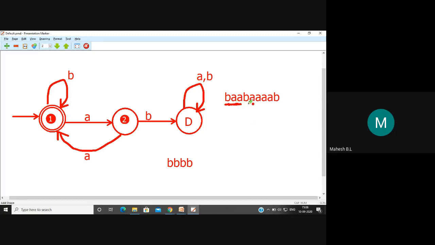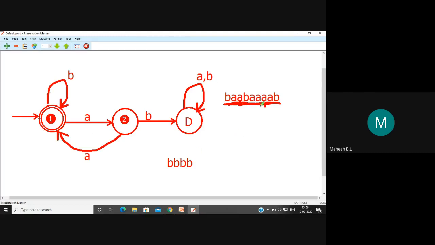Next, you have B, which is processed by the self loop. Next, you have 4 A's. First A, 1 to 2, second A, 2 to 1, third A, 1 to 2, fourth A, 2 to 1. So all 4 A's are processed and you are in state 1. Now there is one B which is processed by the self loop. So after processing the entire string, your DFSM is in state 1. That's why this particular string belongs to the language.